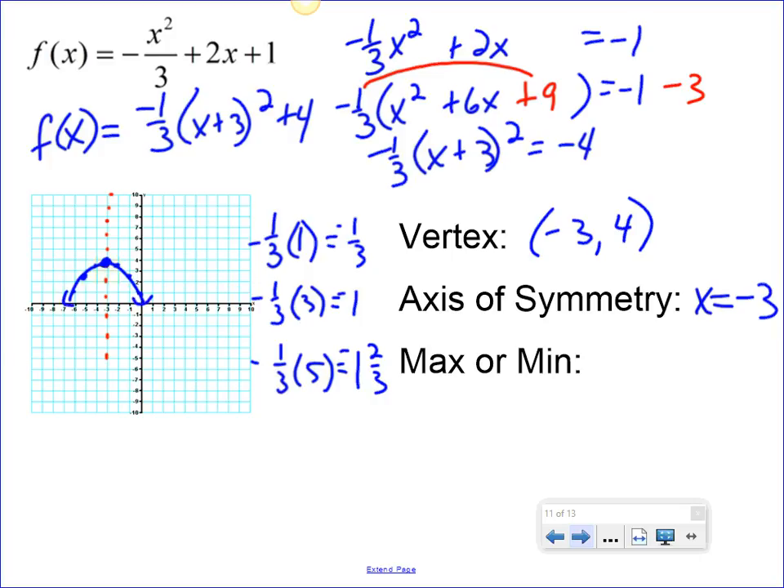Okay. In this case, I have a max, and that max is a positive 4 when x equals negative 3.